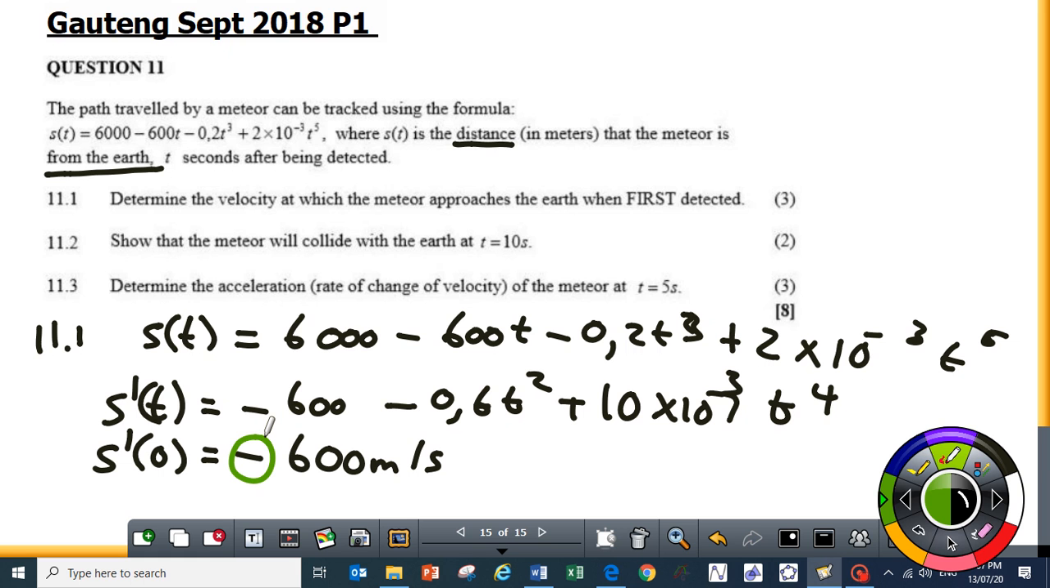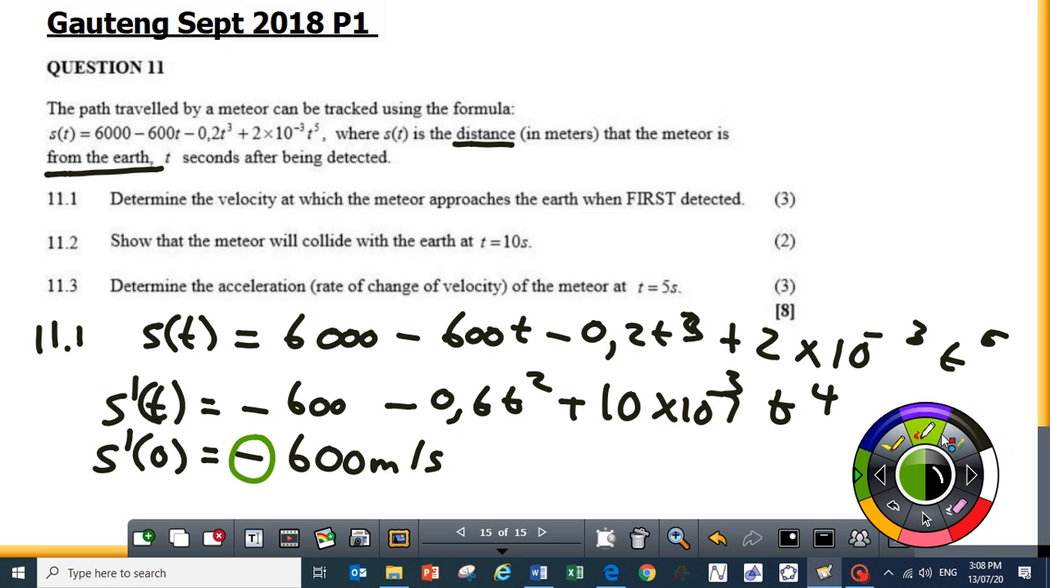The next question says, show that the meteor will collide with the Earth at t equal to 10 seconds. All right, so for 11.2, I don't know how you approached it, but in my case, I'll just substitute that t equal to 10 seconds into the equation. If I get my s(10) as 0, then I can conclude that the two collided at t equals 10 seconds. So I need the equation.